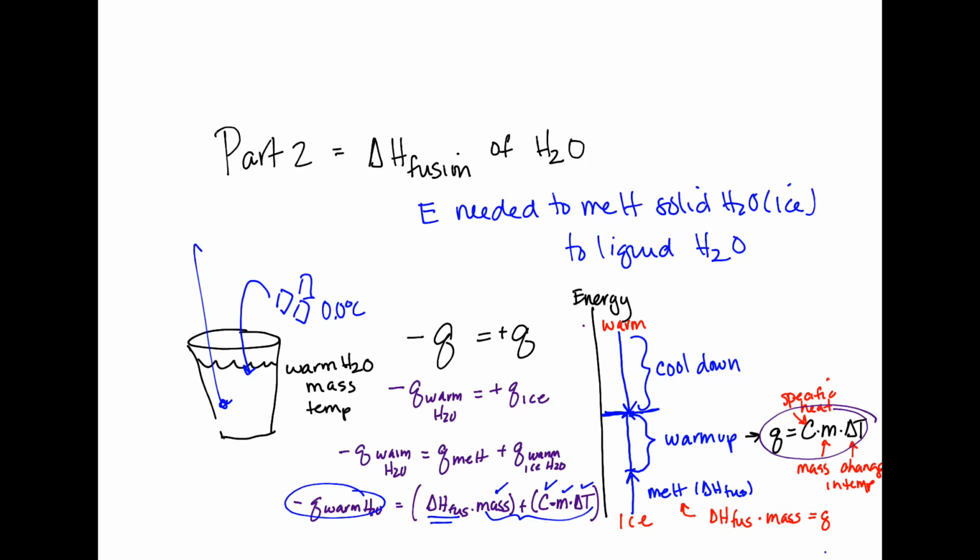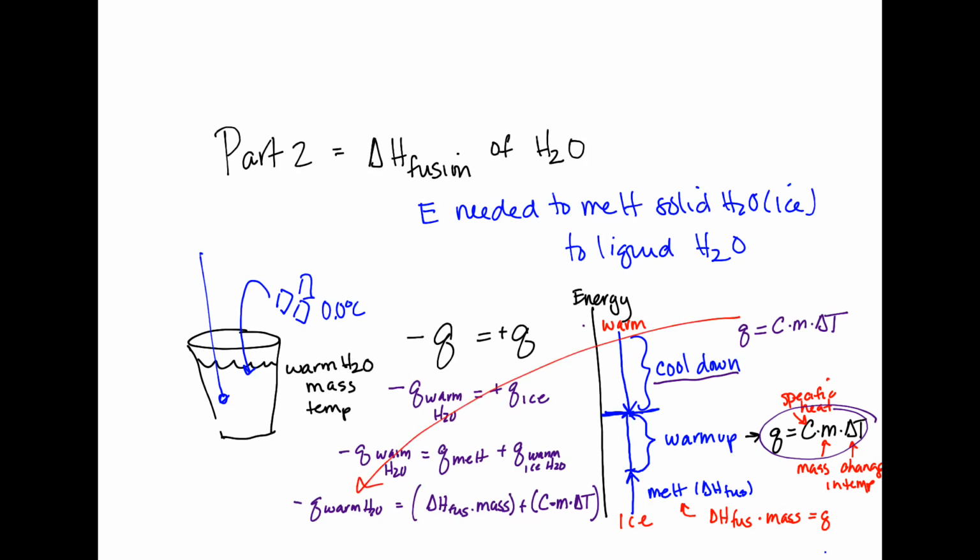this part over here. It just says the negative Q of the warm water. So the Q of the warm water is the amount of energy that the warm water is losing by cooling down. And cooling down is a temperature change. And so anytime we have a temperature change, we can use the equation Q equals C times M times delta T. So I'm going to go ahead and put that in on this side.